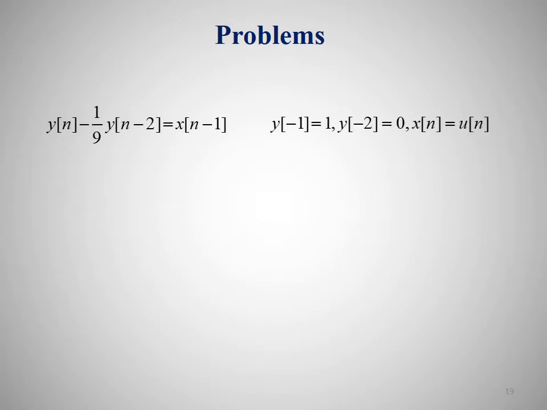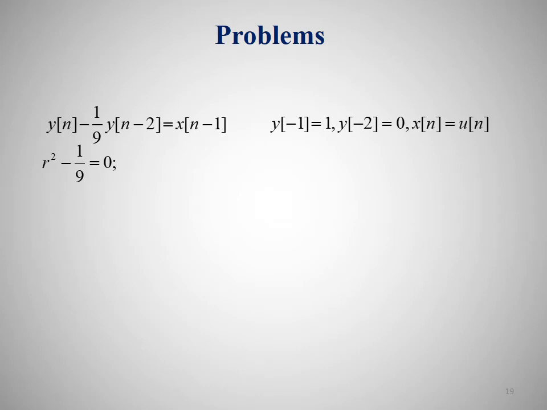Next, let us go on to another problem given by y of n minus 1 by 9 y of n minus 2 is equal to x of n minus 1. The initial conditions given are y of minus 1 equal to 1, y of minus 2 is equal to 0, and x of n is equal to u of n. Determine the natural response of such a system.